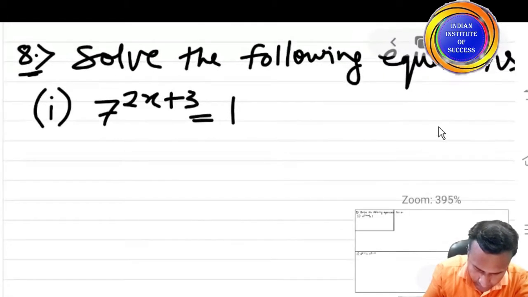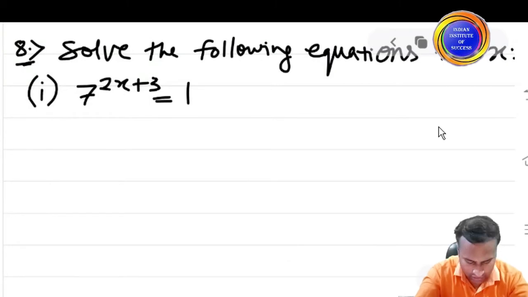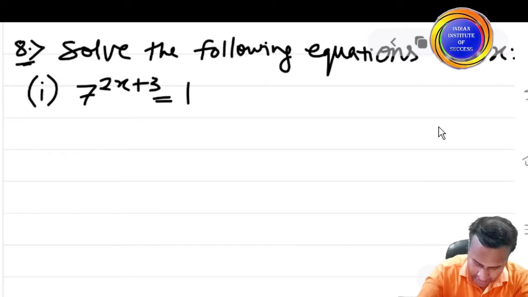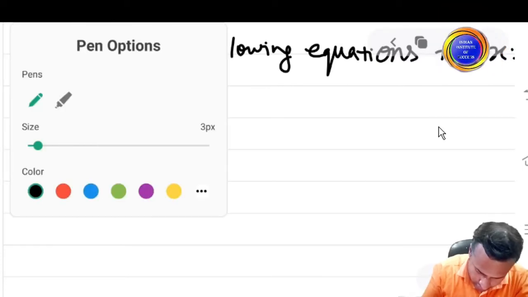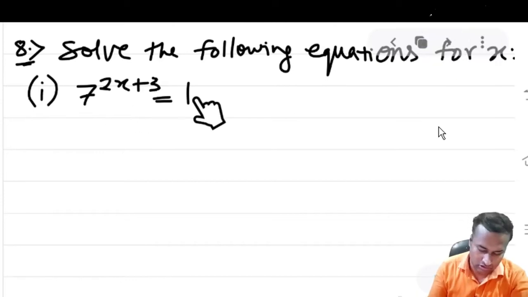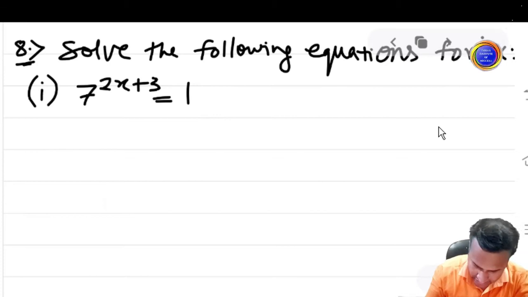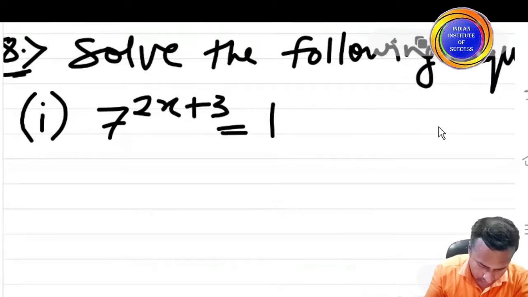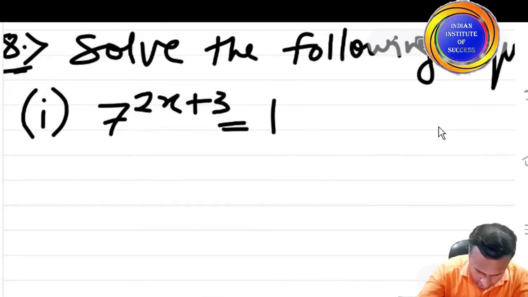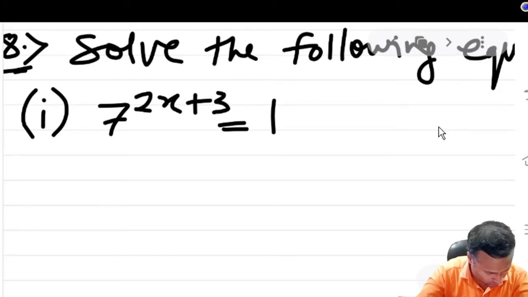Here in this question we have to solve for x. We have to find the value of x here. Now what we have to do? You can see 7 raised to power 2x plus 1 equal to 1. We have to solve for x. Now 7 raised to power 2x plus 3 equal to 1. It can be like this also.